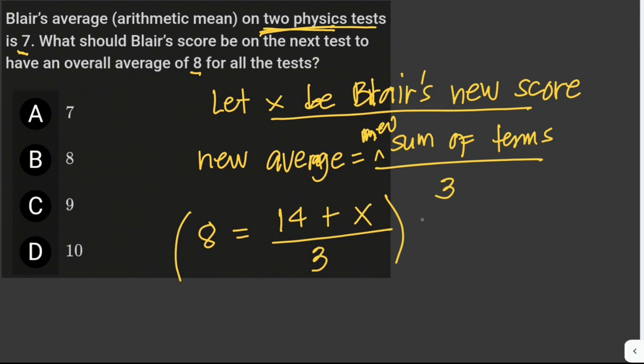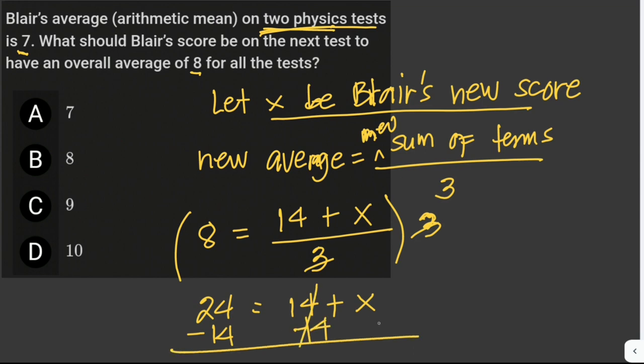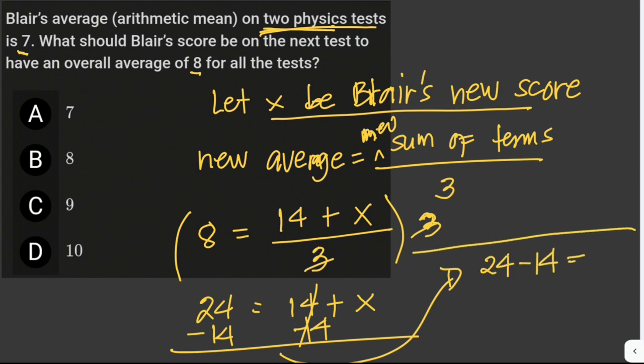And then we multiply both sides by 3. So this is 24 equals 14 plus X. And then we subtract 14 from both sides. This cancels out. So we have 24 minus 14 equals X. Therefore, X is equal to 10. So Blair's new score is just equal to 10. So the answer here is letter D.